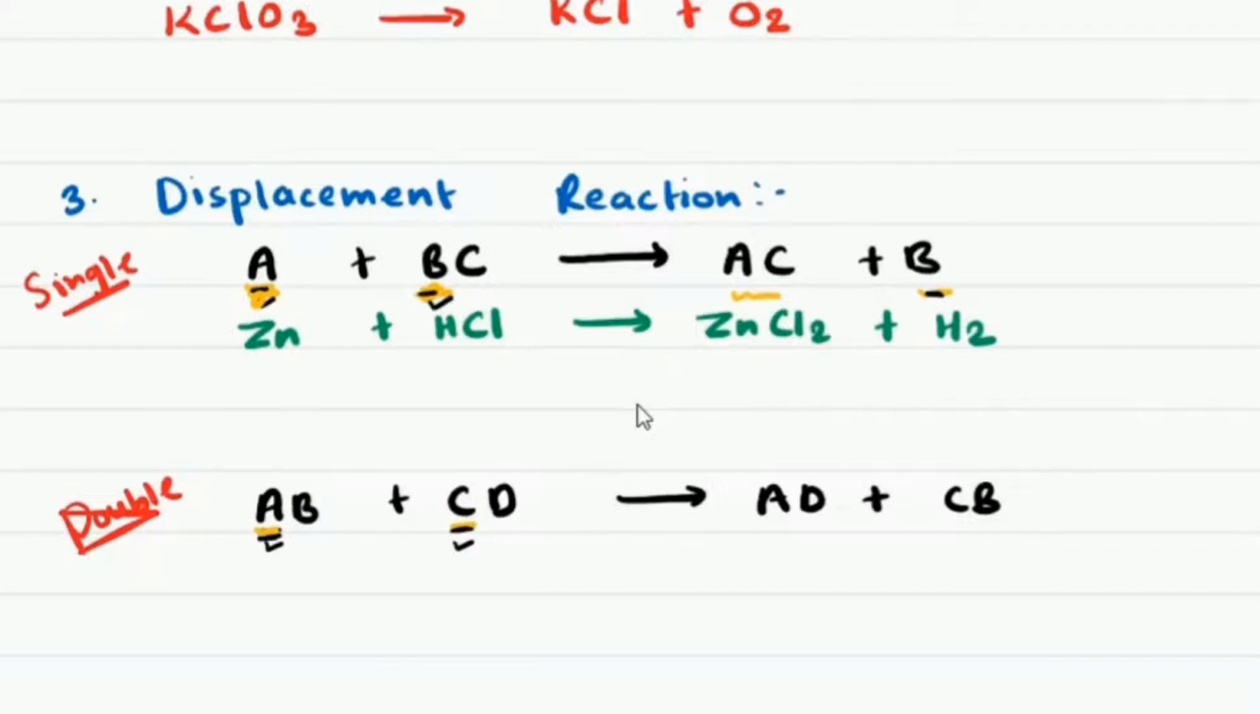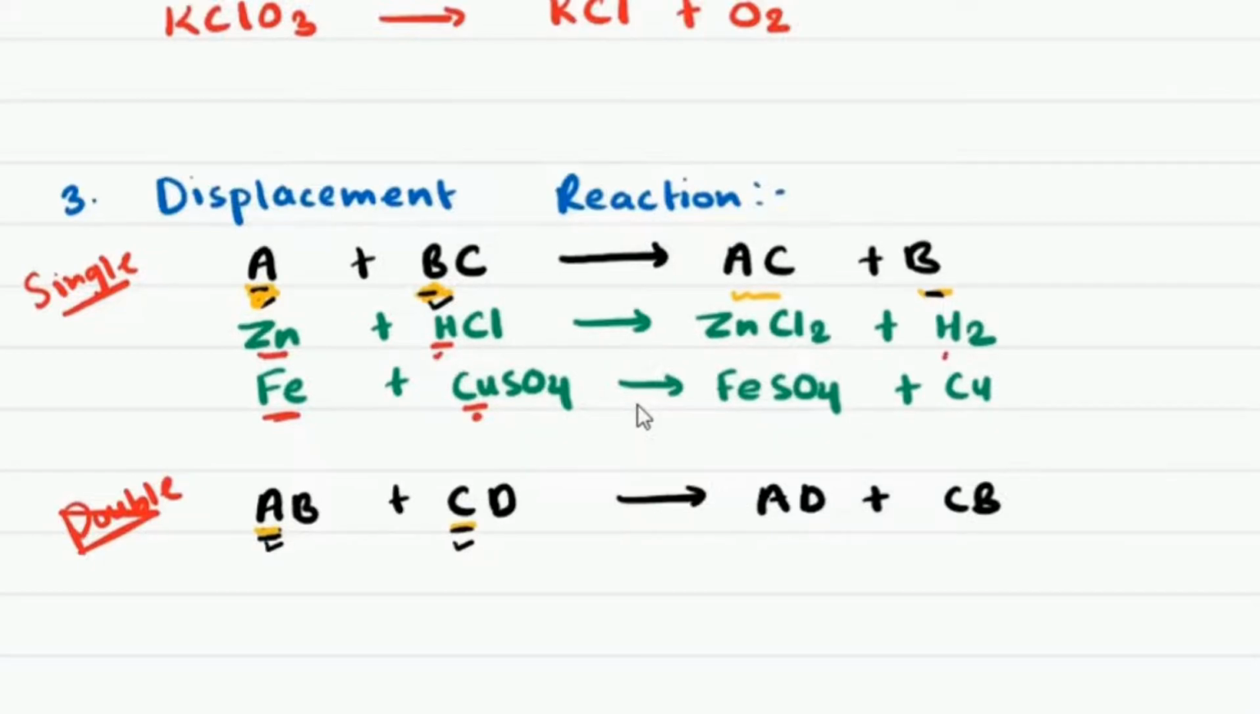Next example could be iron reacts with copper sulfate to form iron sulfate and copper. So in both of these reactions, zinc is replacing hydrogen and iron is replacing copper, and this hydrogen and copper are single here. So this is our single displacement reaction.